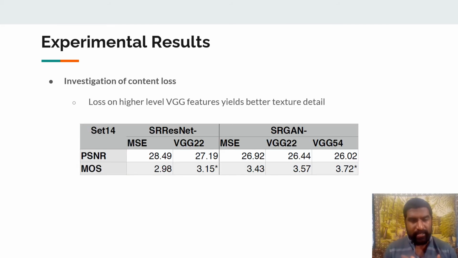So through their investigations on content loss, they have tested with the VGG features here, and I explained this to you earlier as well. They have tested with VGG 22 and VGG 54. Here the number usually refers to the number of layers in the neural network, and as you can see, as the number of layers increases, the performance has notably improved, as you can see in this table.